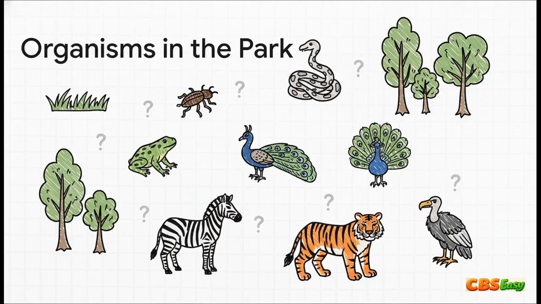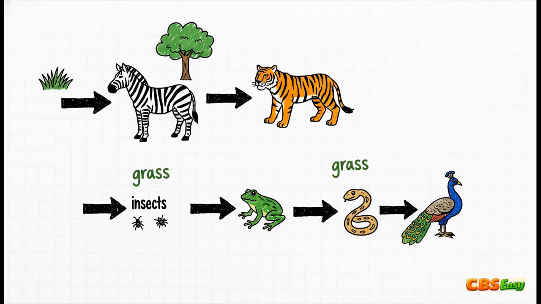Can you find a simple chain? How about a more complicated one? Remember, a food web is all about showing how many different chains link up. All right, how did you do?